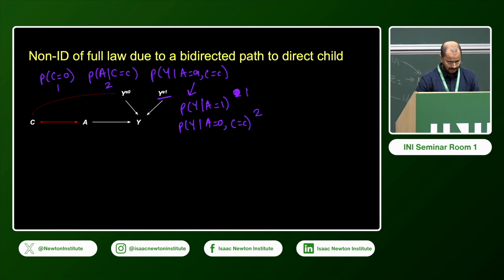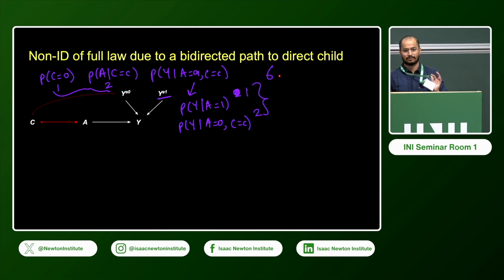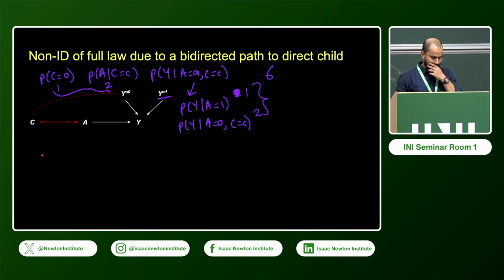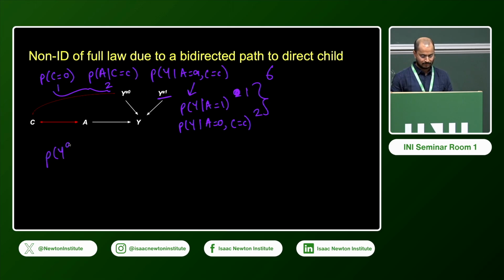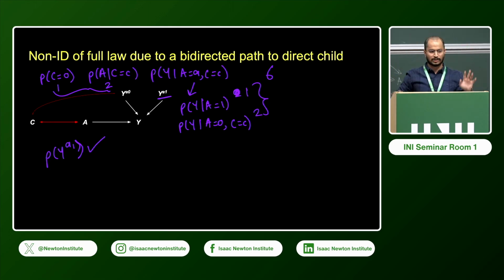All right. So in total, the observed data has 3 and 3, so it has 6 parameters. Now if we look at the full data law, we've got P of YA1. We know that this guy is fine. That's just ID because it's sitting out here alone, and by marginal independence, we can identify it.